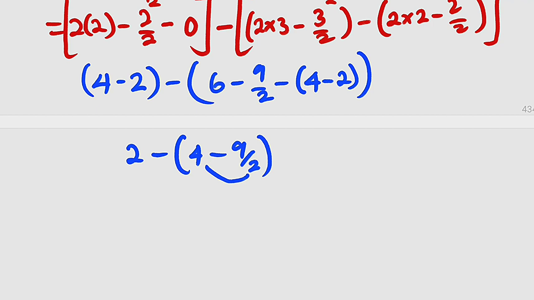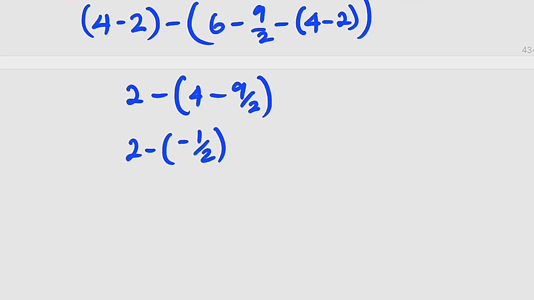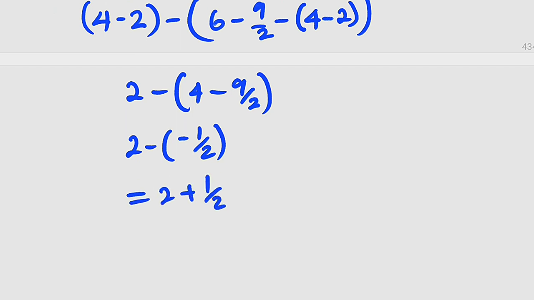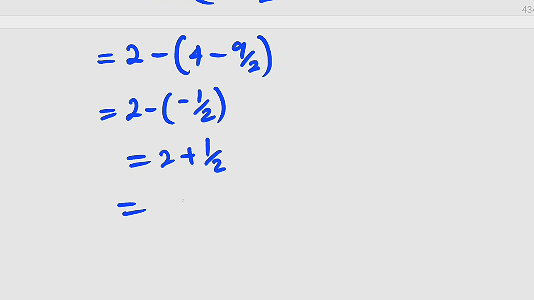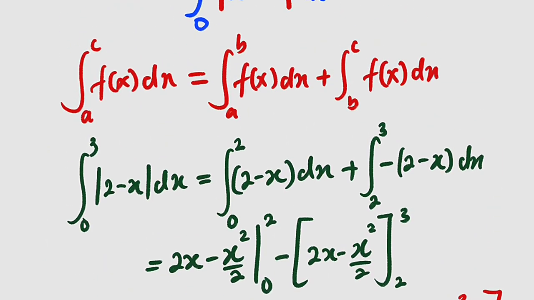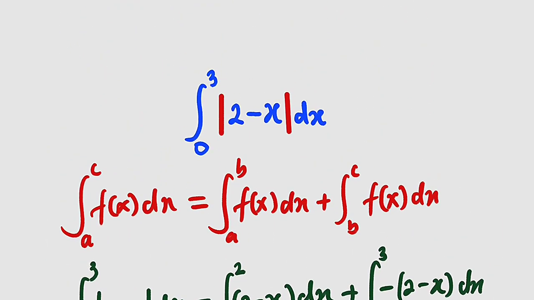2 times 4 is 8. 8 minus 9 is negative 1. So we have 2 minus negative 1 over 2. If you open that, you have 2 plus 1 over 2. And this is 5 over 2. And 5 over 2 is said to be the solution to this problem. But let me show you how to do that geometrically.